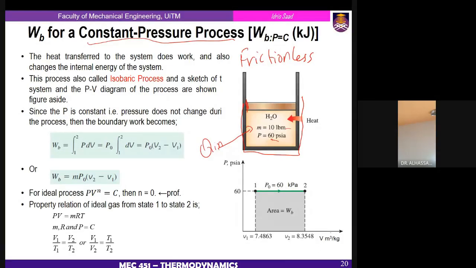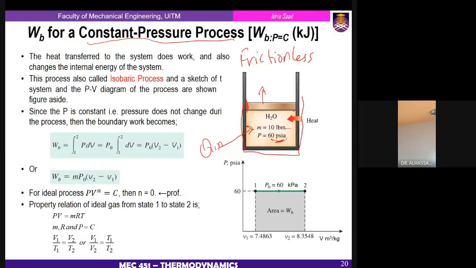You understand? So it means if we transfer some amount of heat to this cylinder, it is going to cause this piston to move up. And in doing so, it is going to maintain this constant pressure. It means final pressure is going to be equal to the initial pressure. You understand? This is how we initiate, let's say, an isobaric or a constant pressure process.